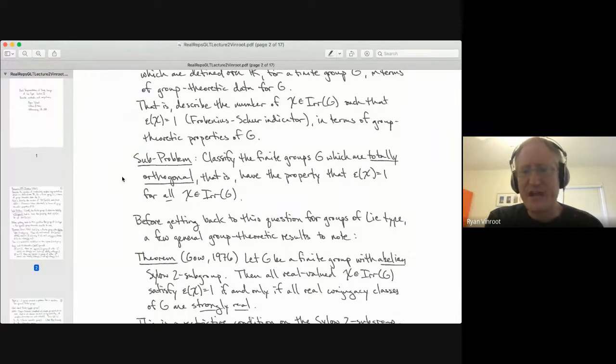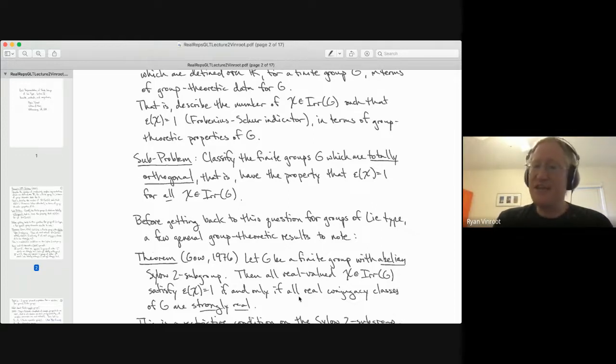So here's a very nice result for a finite group in general. It's a partial answer to this. If your finite group has a Sylow 2-subgroup which is abelian, then all of the real valued characters have indicator 1 if and only if all real classes are strongly real. So last time we talked about strongly real. These are real classes so that each element can be conjugated to its inverse by an element which squares to the identity.